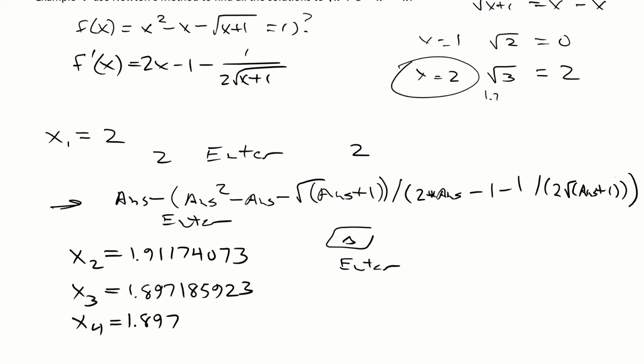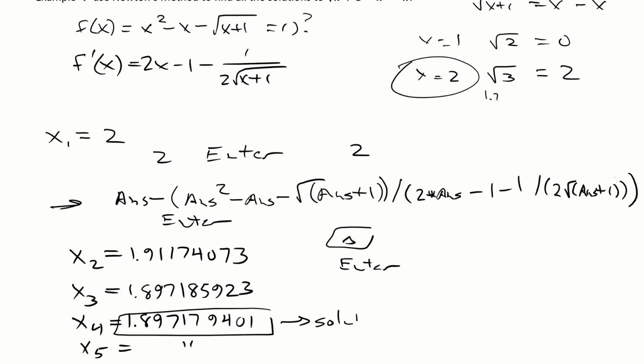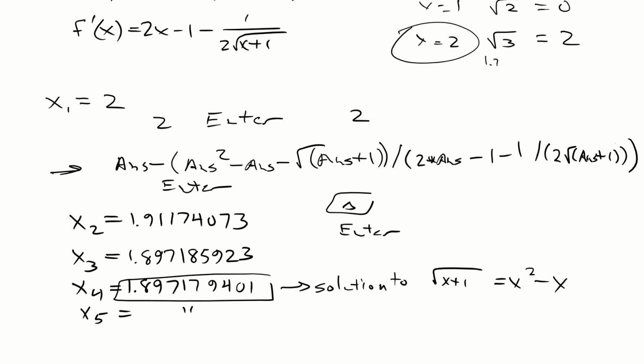And then I did it again, and I got 1.897179401. And I hit it again just to be sure, and guess what? It was the same thing again. So that tells me, ladies and gentlemen, that's the solution to the equation, which was the square root of x plus 1 is equal to x squared minus x.